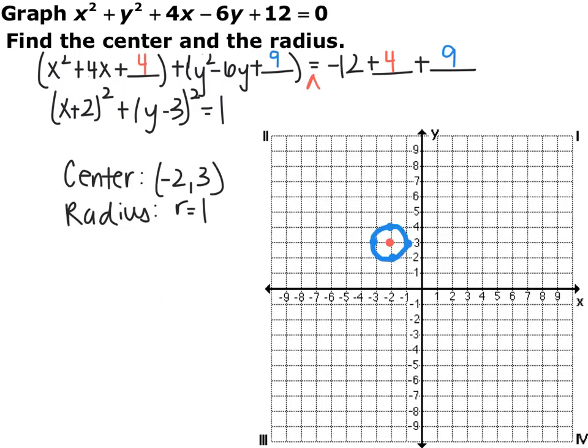So remember, it originally has a negative inside here, so if this is a +2, that means that h is -2. This is originally a minus, so if this is a -3, this is really a +3. So our center is -2, 3. This is r squared, so r squared is equal to 1, which means square root of that, r is also equal to 1. So you end up with this circle.